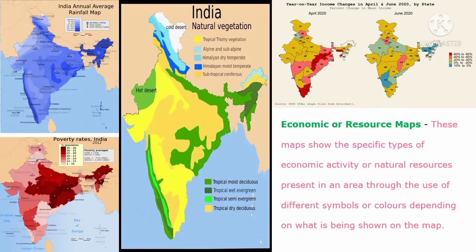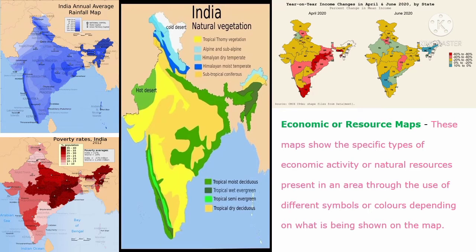Next, economic or resource maps. These maps show us specific types of economic activity or natural resources. For suppose in a particular area it shows different resources available there. For example, it may be crops grown or minerals available, like that. These are shown with different symbols or colors. If it is a crop, then even the first letter of the crop will be shown, or a figure of wheat or rice will be shown on the map.